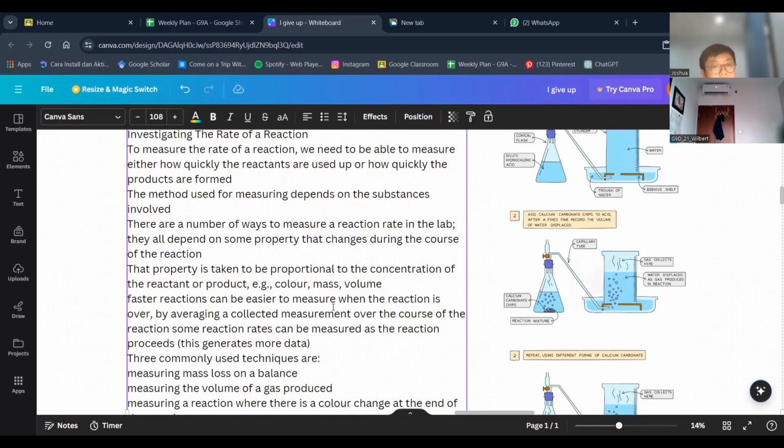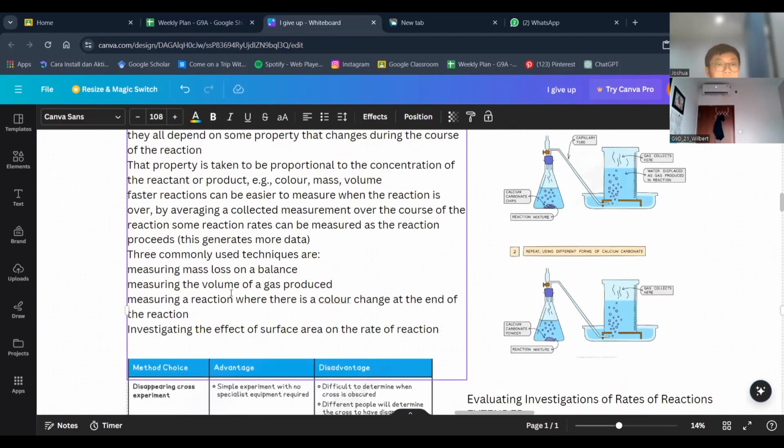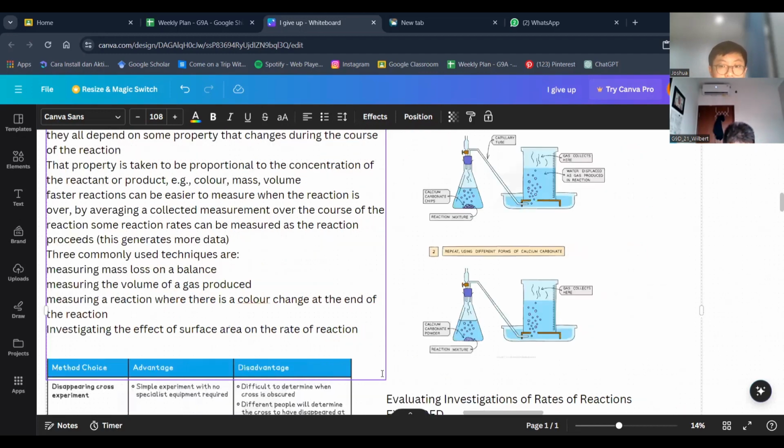So this sounds a bit complicated, but to sum it up, you can do this by measuring the difference in mass on a balance or a weighing scale, measuring the volume of gas produced, and measuring a reaction where there is a color change at the end of the reaction. You can also follow up by investigating the effect of surface area on the rates of reaction.